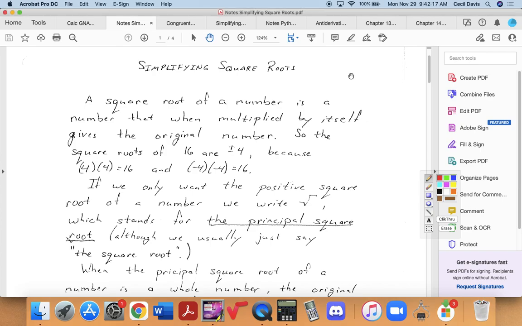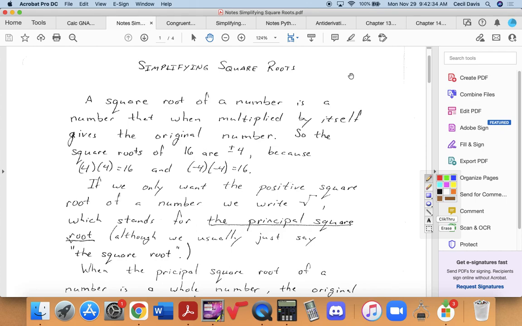All right, today we're going to start talking about how to simplify square roots. You may have done this before in another math class. I know my honors students said they had done some of it in Algebra 1. I don't know if you guys have or not, but we'll just jump right in.